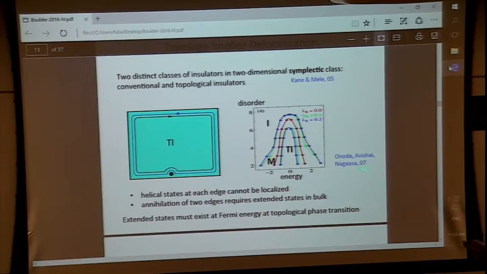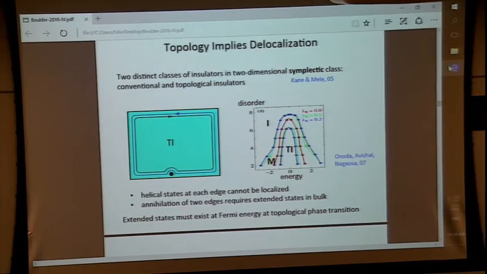And indeed, numerically, shortly after the Kane-Mele work, there was a numerical calculation of the Kane-Mele model in the presence of disorder, and you find that indeed the topological insulator regime is separated from a trivial Anderson insulator regime by a finite region of metallic states. This is different from the quantum Hall transition, where the transition occurs in one step and the system is critical at the transition. But here, there are extended metallic states separating the topological insulator phase and the trivial phase.